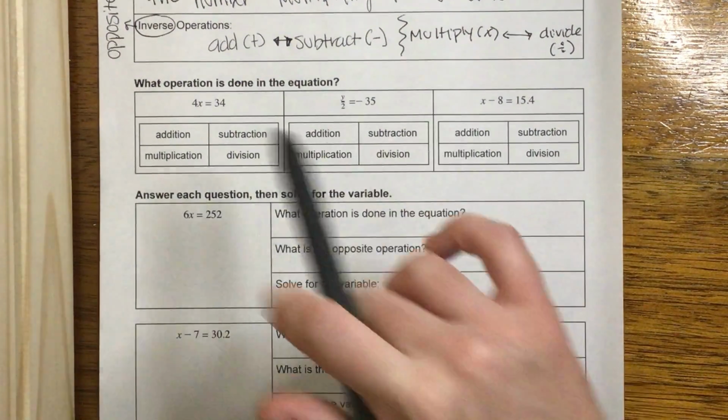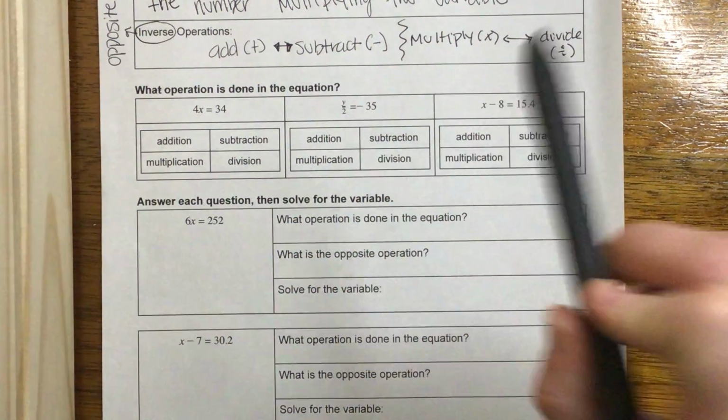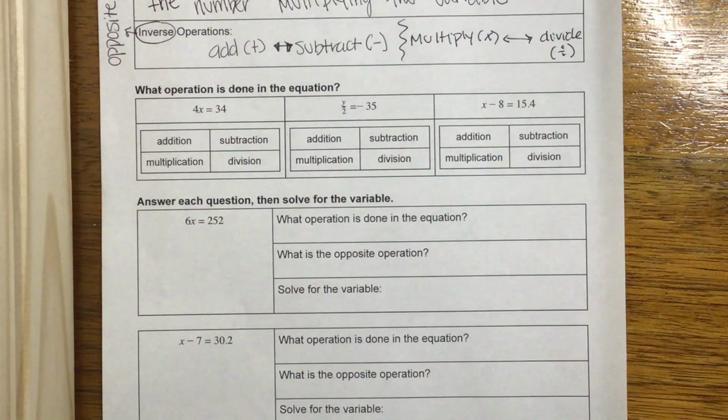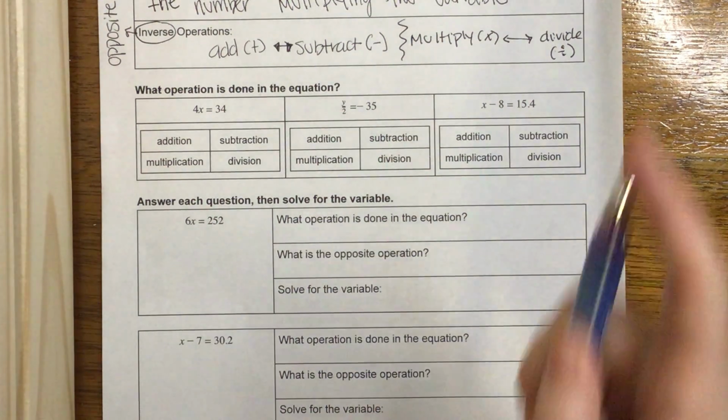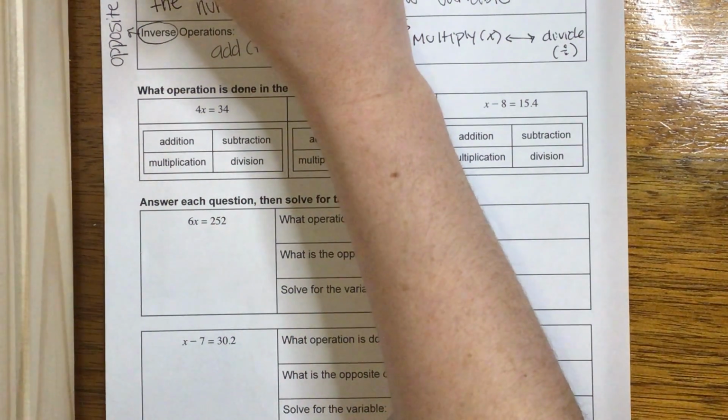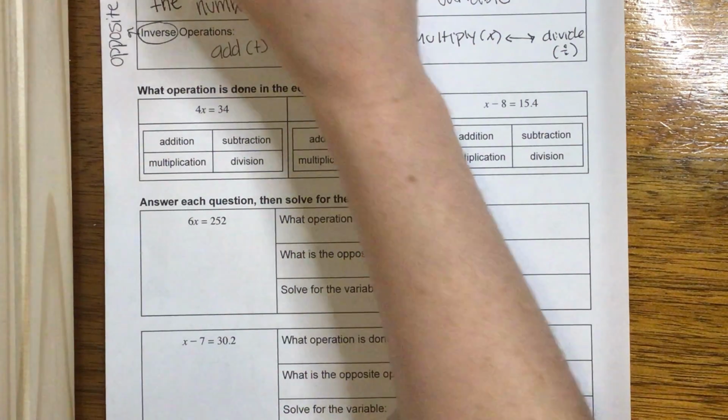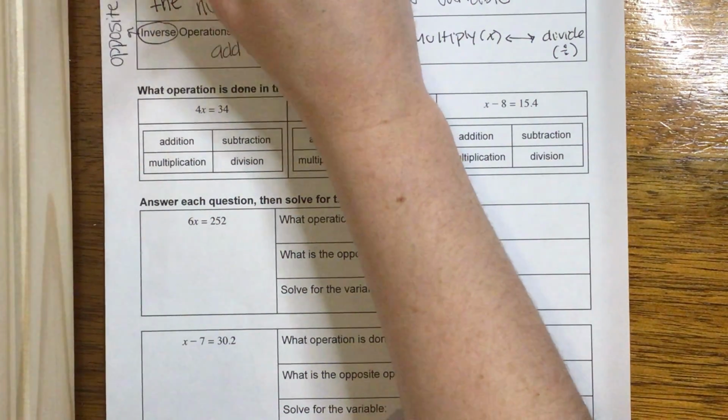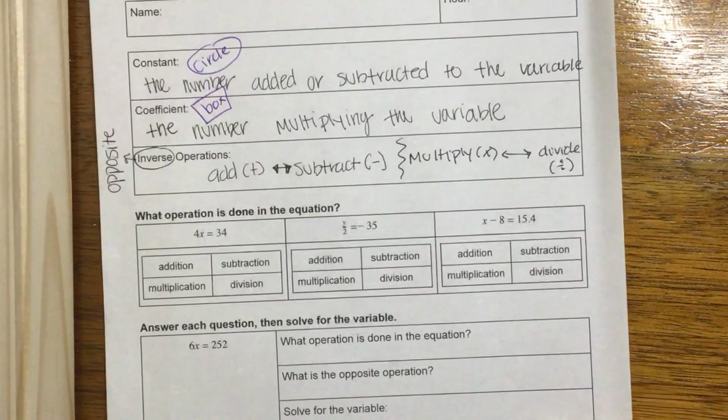All right, so for this first little section, we're just going to identify what operation is even happening. All right, sometimes that's the really confusing part. It's not necessarily, okay, how do I solve it, but like, which one is it? And remember that we circle our constant and we box our coefficient.